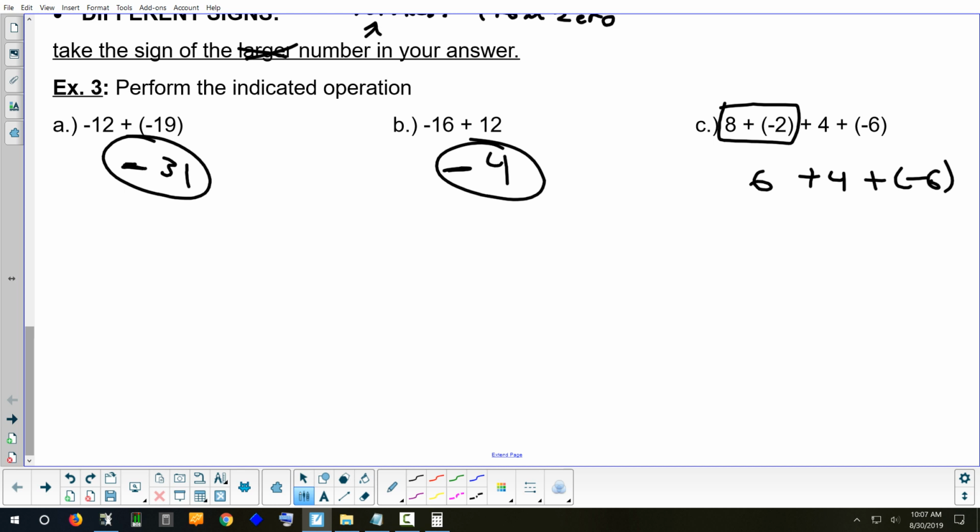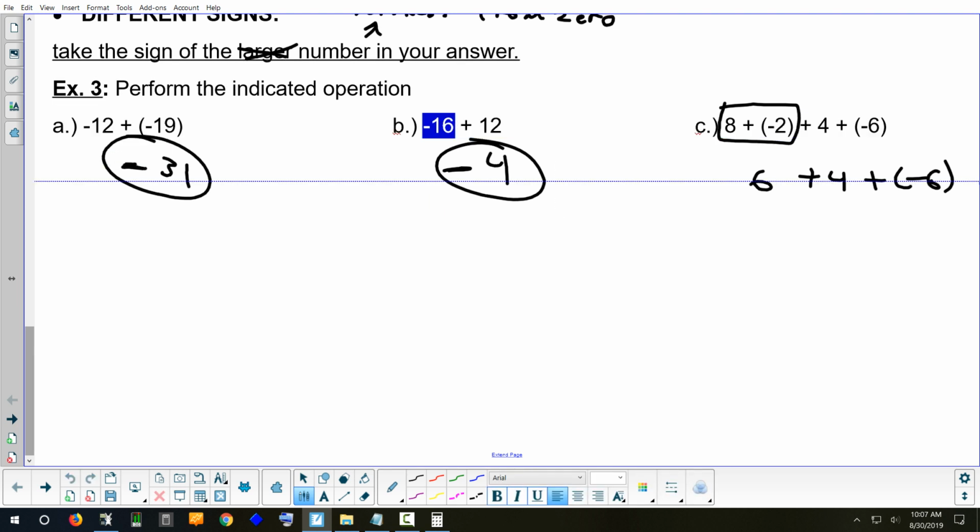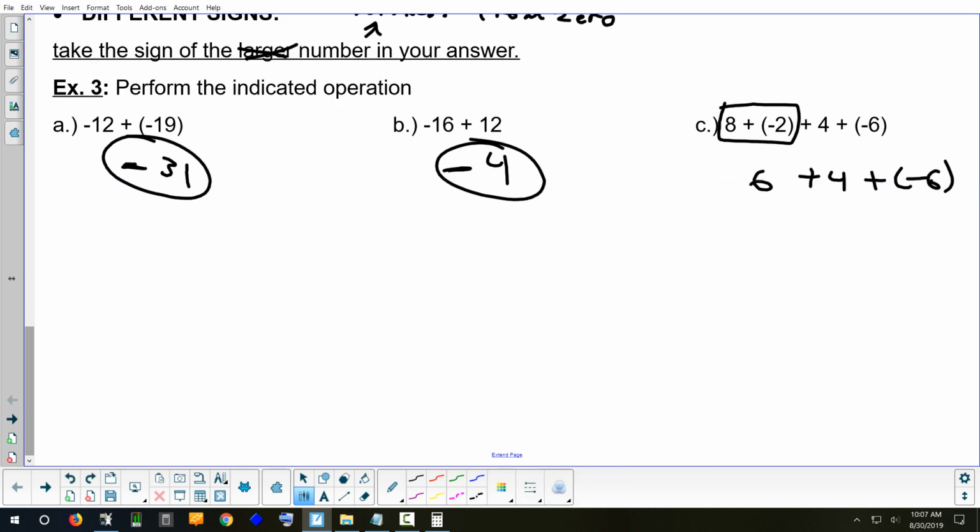So we took the sign of the larger number, and then we found the difference between 8 and 2. Just like we did here. Took the sign of the larger number, negative 16, and then found the difference between 16 and 12. Once you deal with the sign of the larger number, you can kind of forget that the negative's even there, because you've already used it, or in this case, we didn't need it.